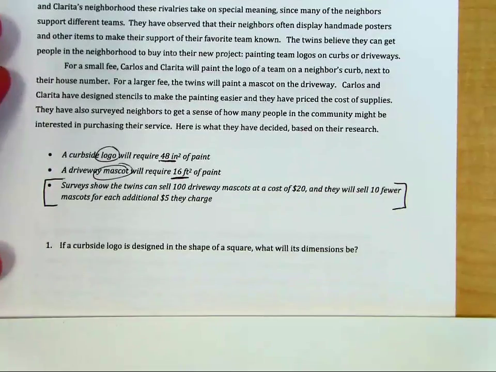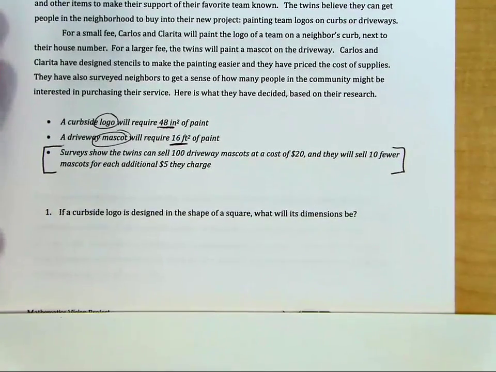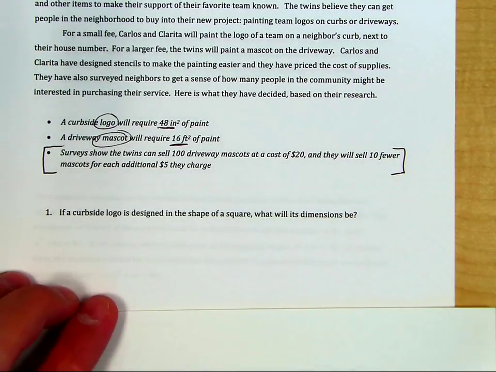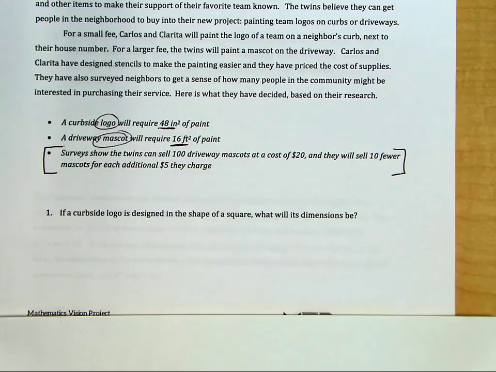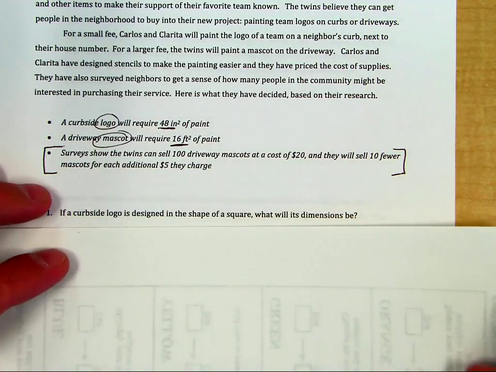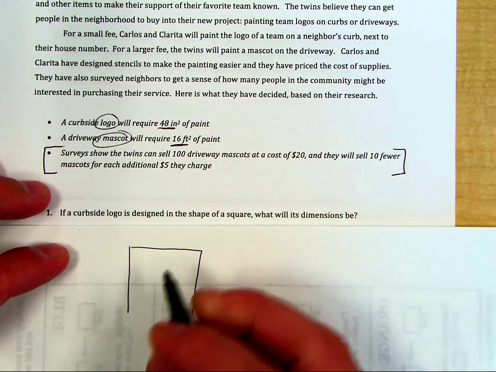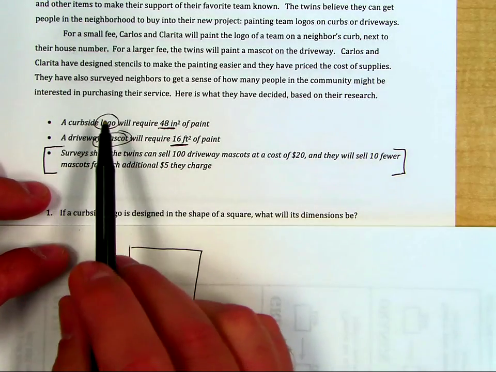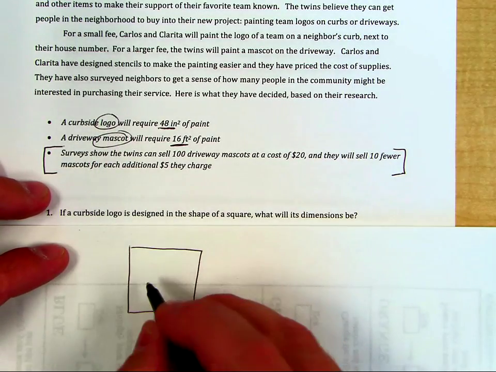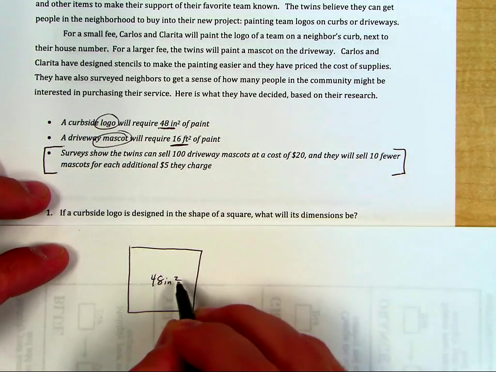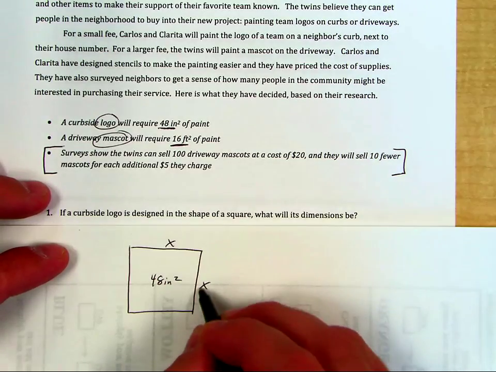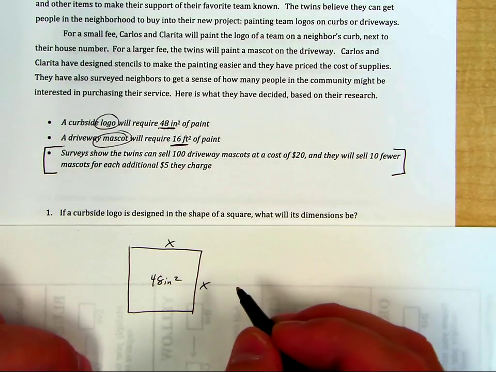So the first part is just to warm students up with reducing square roots. If a curbside logo was in the shape of a square, what would its dimensions be? Well, we figured that out by drawing ourselves a little picture. And remember, we're talking about a curbside logo, so this area must be 48 inches squared. We know the sides have to be the same length because this is a square.